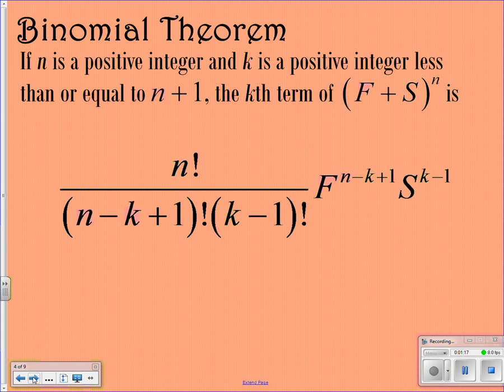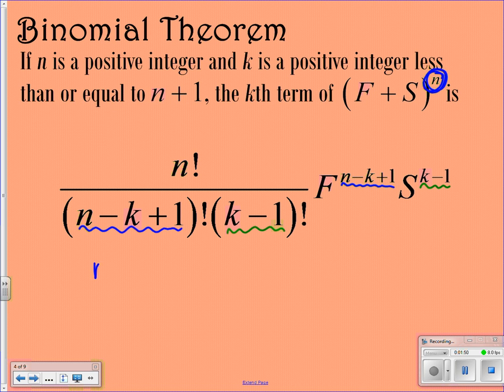If n is a positive integer, and so it's going to be your exponent on your f plus s to the n, and k is a positive integer that is less than or equal to n plus 1, then the kth term of this is going to be given by this formula. Now, I know it may look a little strange, but this right here, n minus k plus 1, is the same exponent here, n minus k plus 1, and then we have a k minus 1, which is what is your exponent on your s.